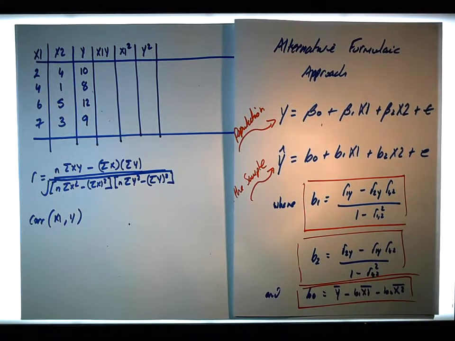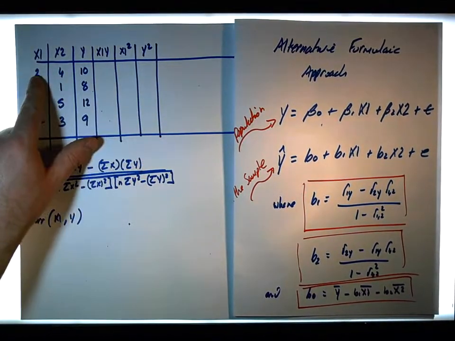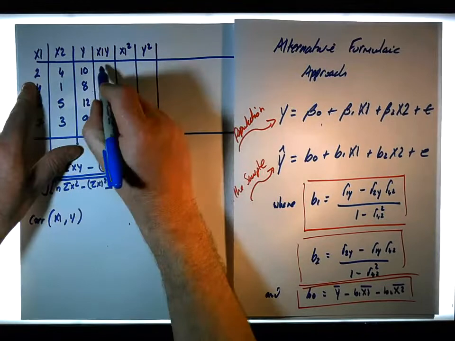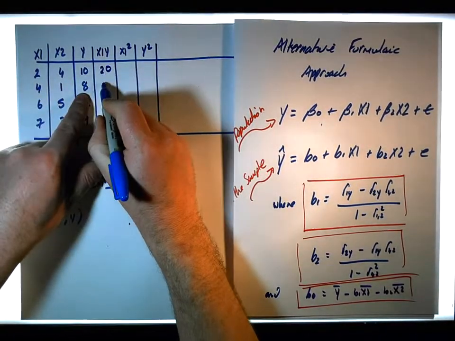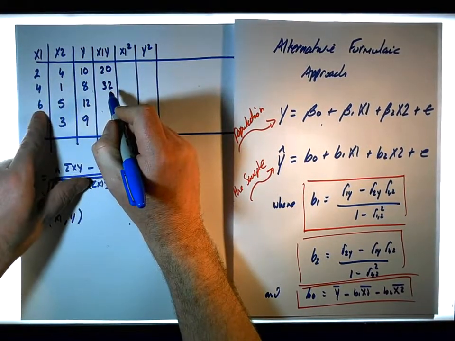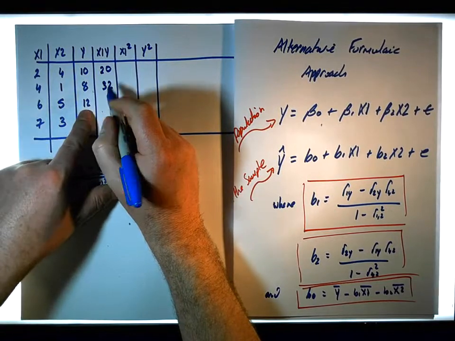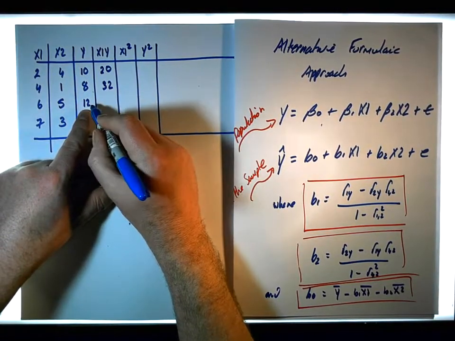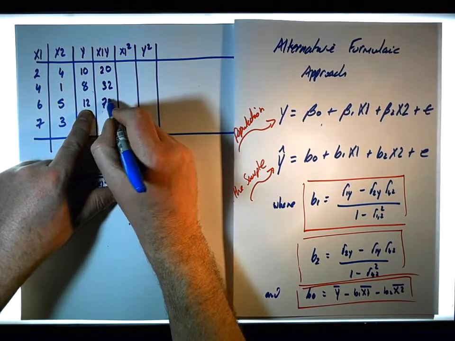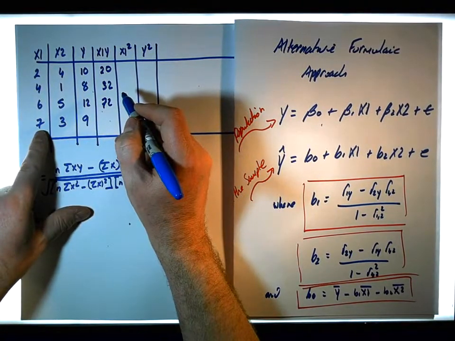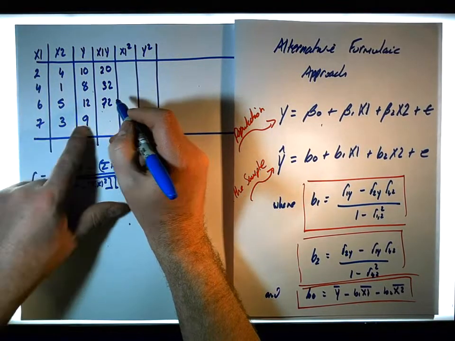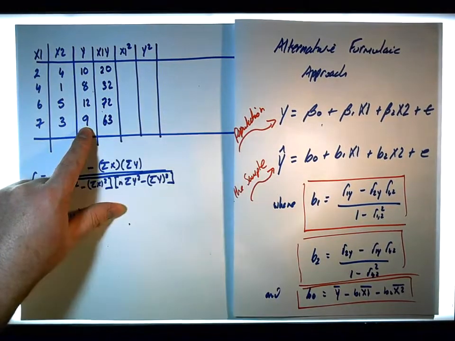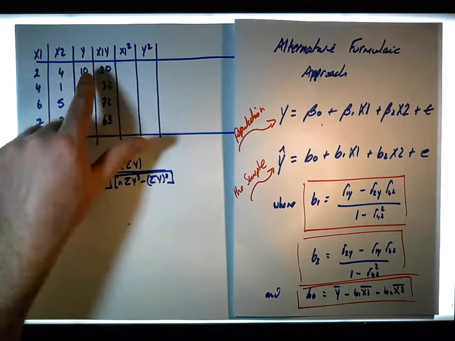So let's do that. The cross products: 2 times 10 gives us 20. 4 times 8 is 32. 6 times 12 is 72. 7 times 9 is 63. So they're basically the cross products.